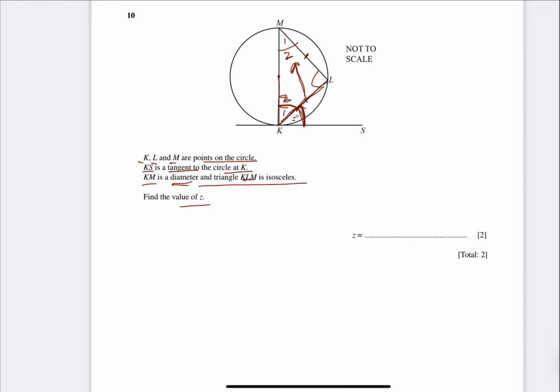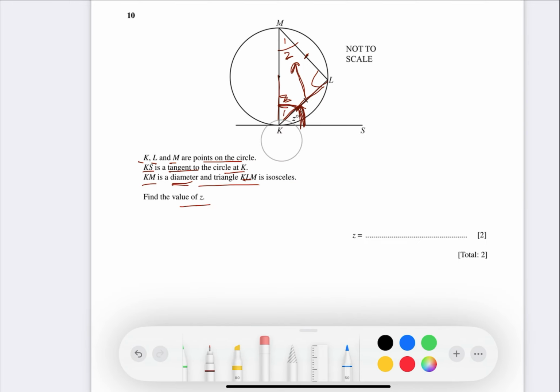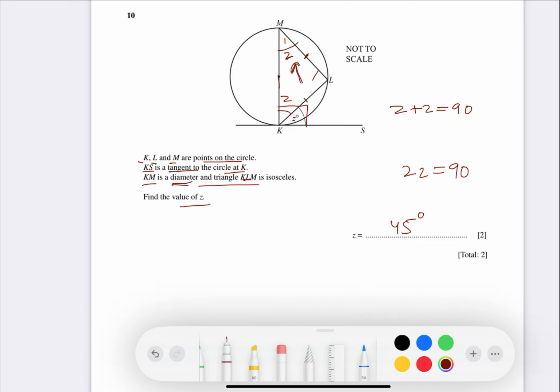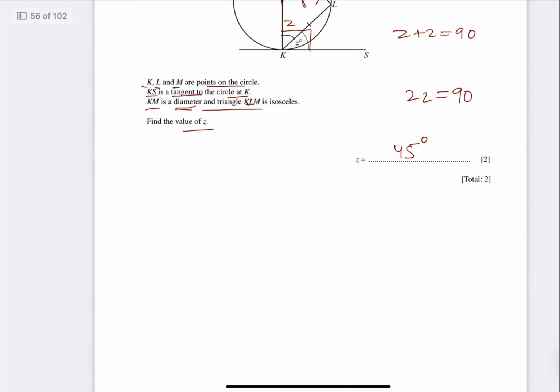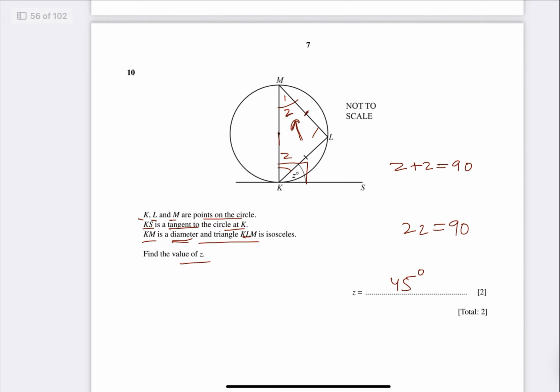Now radius and tangent make 90 degrees. So this complete angle would be 90. And this is Z. So Z plus Z equals 90. So 2Z equals 90. So Z equals 45 degrees. You got this one also correct. All right, that's all for geometry. Let's proceed to mensuration now.